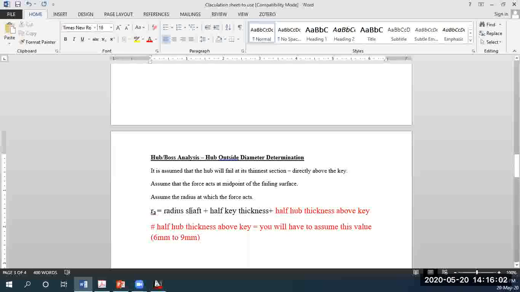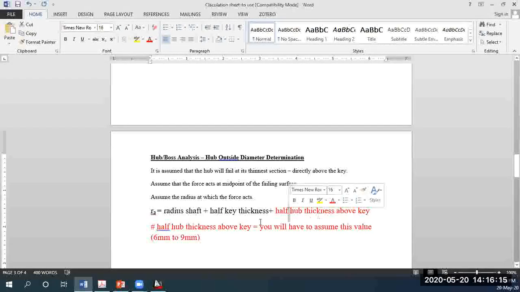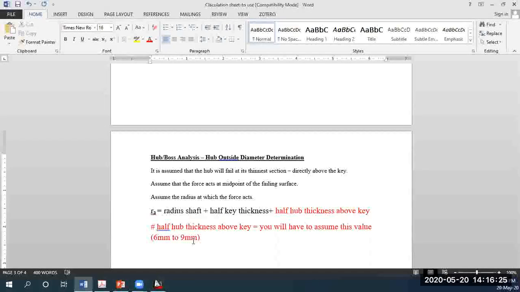So the diameter of the shaft is 48. You'll find its radius. Add it to half the key thickness. You know the key thickness. Divide by 2, that becomes your second variable. The third one is half the hub thickness above key. That one you are free to choose any value between 6 to 9 mm. It could be 6, 6.5, 6.1, or 8.9, whatever. So any one value between 6 to 9 mm. I hope that is clear.